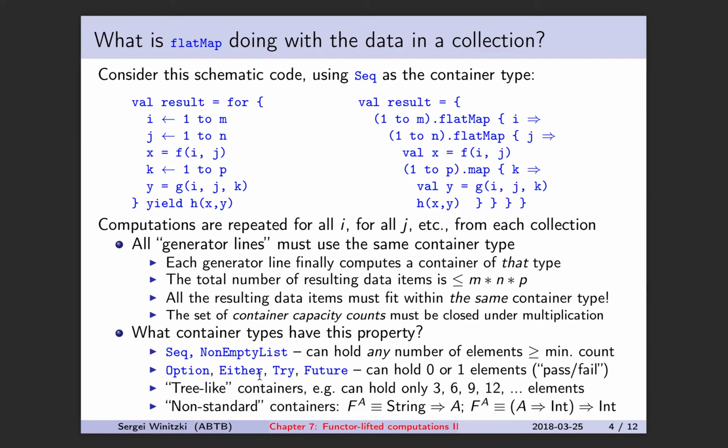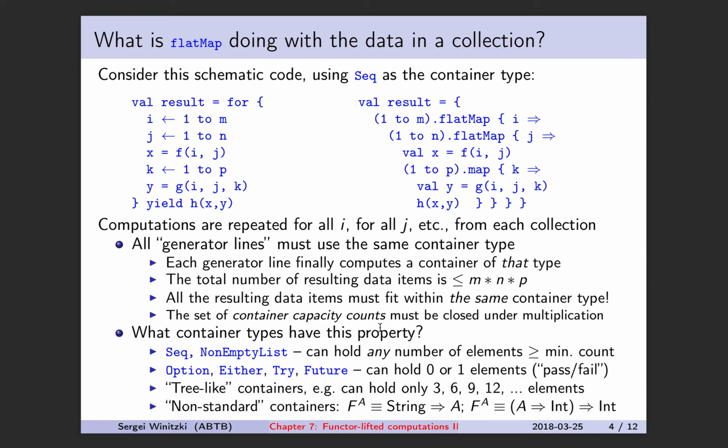And to build intuition, I consider a generic kind of computation with several generators, or several left arrows. The main intuition here is that each generator line, together with everything that follows, generates a new container. And then this is again a new container. Now, because of this, the new container should contain a different number of items than the containers we started with, and yet it must be the container of the same type. Therefore, the set of capacity counts of containers must be closed under multiplication. And this gives us a systematic way of looking at what containers can have this property.